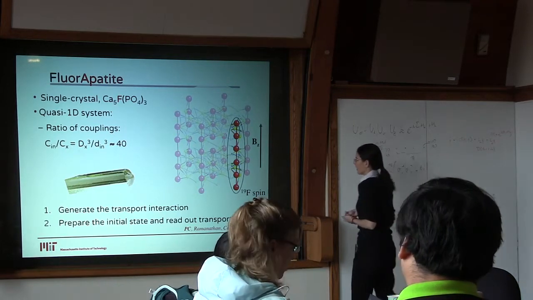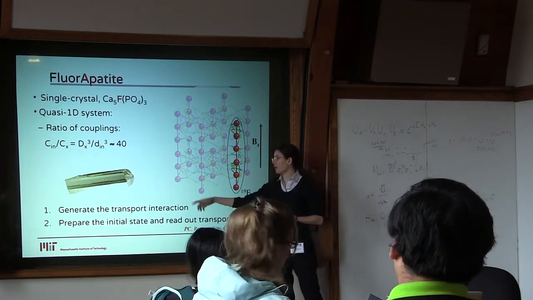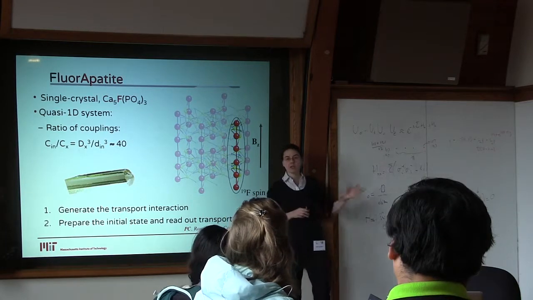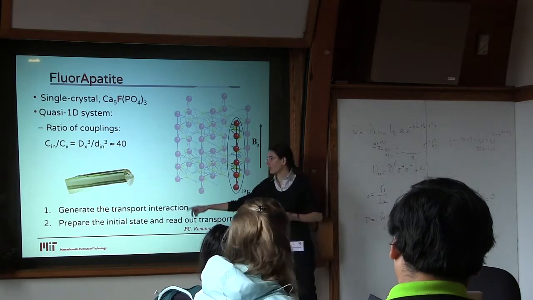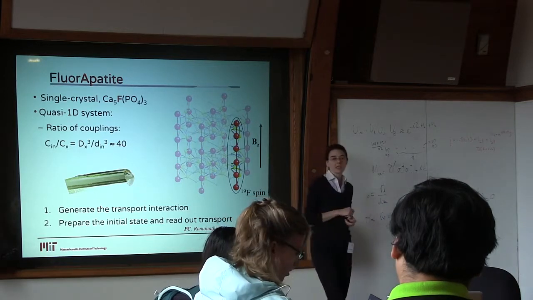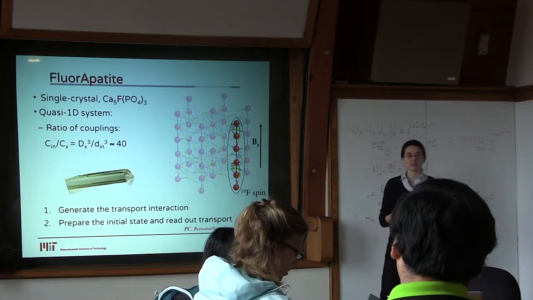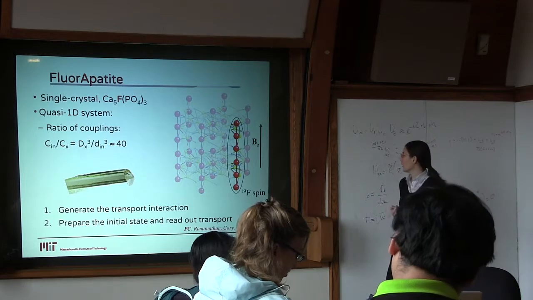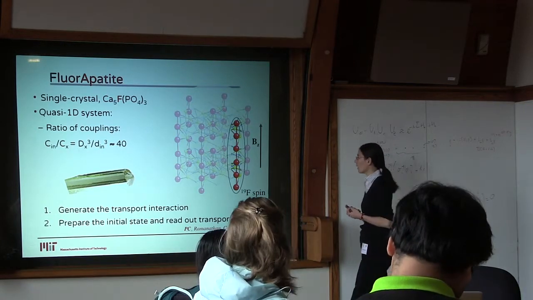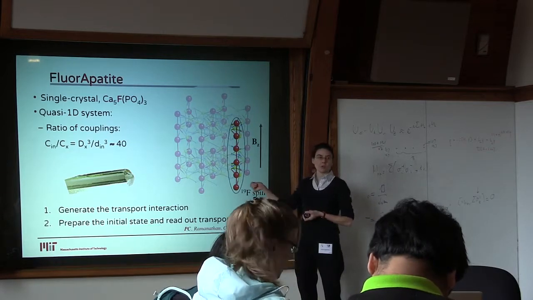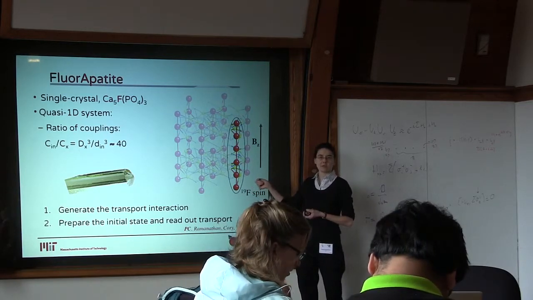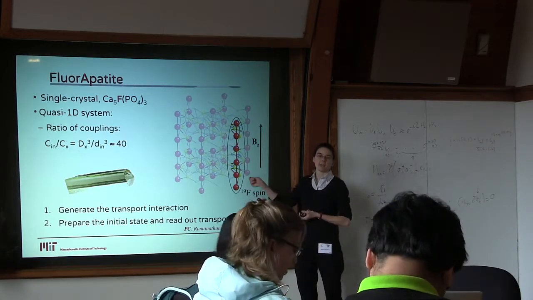And the type of tools that we have is to generate the transport interaction using these Hamiltonian engineering techniques that I showed. And also, we worked on preparing the initial state and measuring out the final state of my transport protocol, taking into account that I don't really have individual control of spins. So it becomes a bit difficult to say, okay, I'm measuring only the spin at the end of the chain.